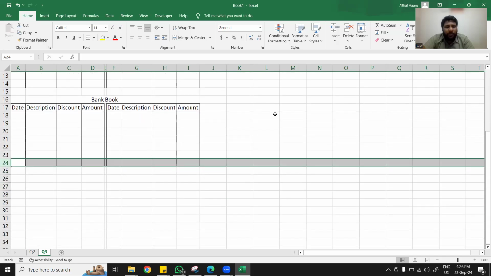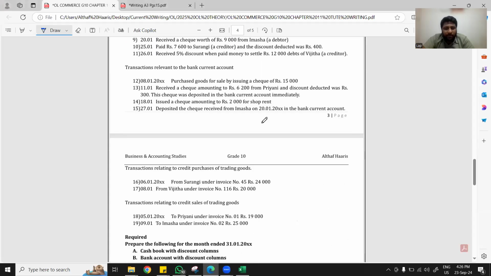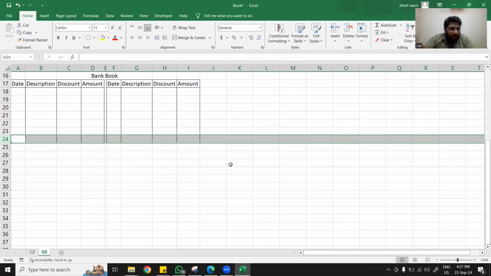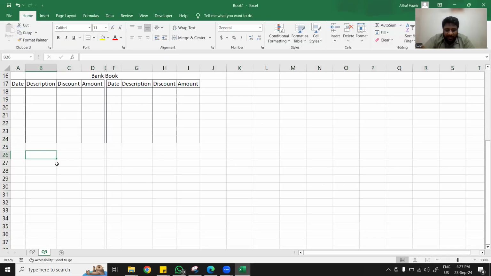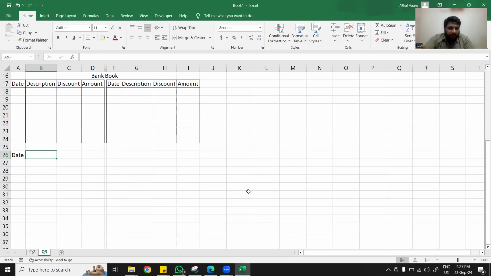Put the format for the purchase journal and sales journal also. They're asking for the purchase and sales also. In the purchase journal and sales journal, they have given the invoice numbers, so I'm going to do it with the invoice column.